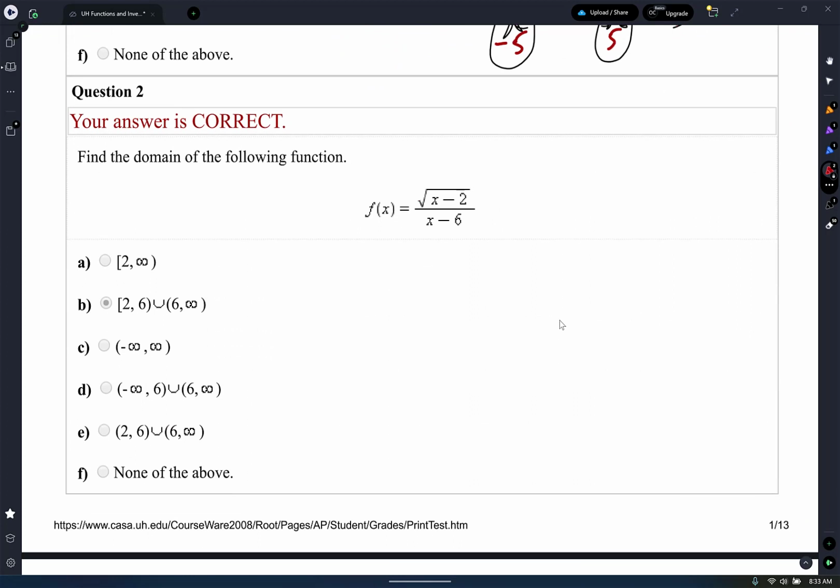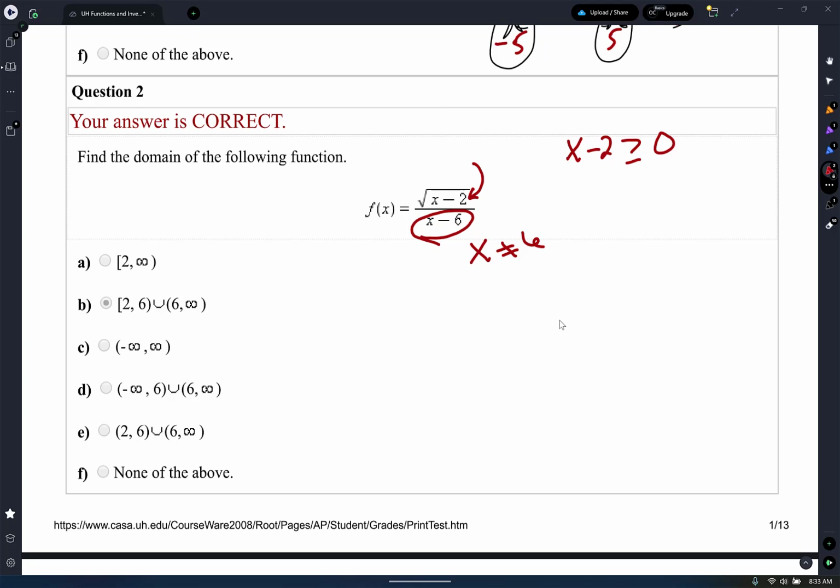Find the domain of the following function. Again, let's see where you cannot have 0 in the denominator. So x cannot equal 6. And what else? We're talking about real numbers, guys. So for the square root, the expression x minus 2 must be larger than 0. Or it can actually equal 0 as well. 0 divided by something is 0. So the expression x minus 2 has to be greater than or equal to 0. Does that make sense to you guys?